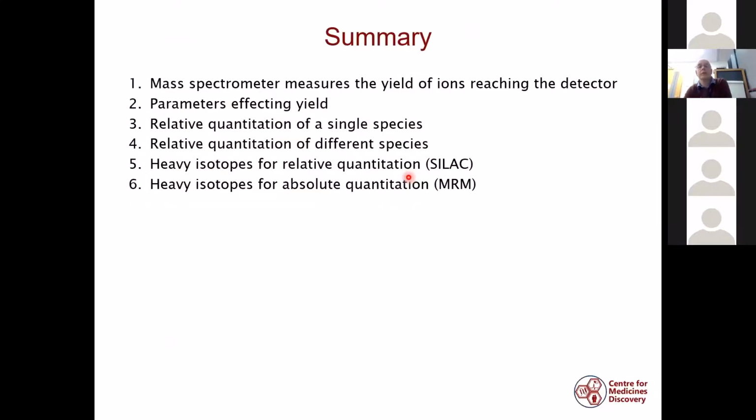So that's all I want to say about quantitation. Just to say that what we're doing in mass spec quantitation is we are measuring the yield of ions which reach the detector. We've looked at the different parameters that affect that yield. We've looked at relative quantitation of single species. We looked at relative quantitation of different species. We've seen how you can use heavy isotopes for relative quantitation. And then finally, we've seen how you can use heavy isotopes for absolute quantitation in multiple reaction monitoring.